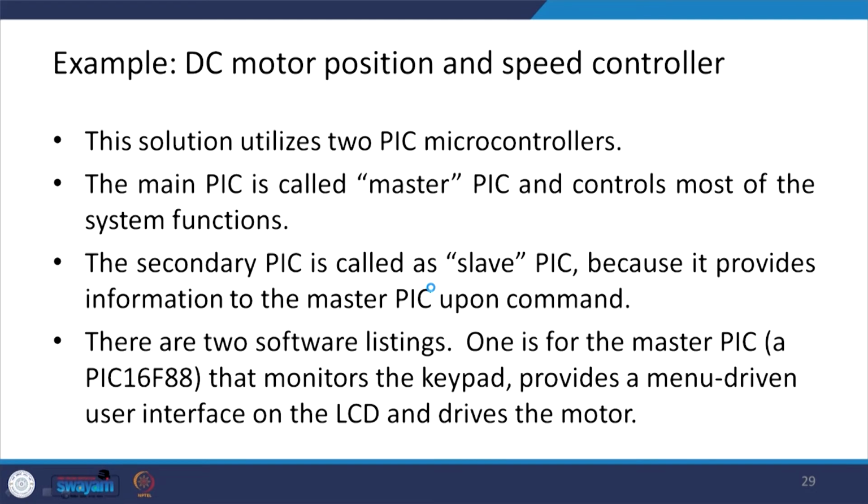Now, let us take an example of, say, the DC motor position and speed controller. In most of our mechatronic system design, we often use DC motors. Whether you want to make a simple mobile robot or a simple manipulator, often DC motors are used. So, I have taken the DC motor position and speed controller example.